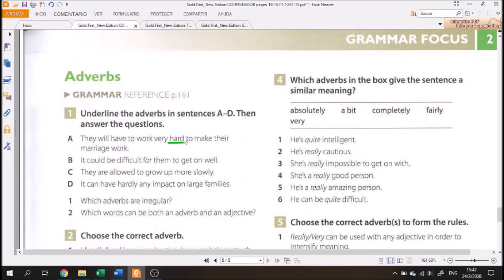Hard. Well. Slowly. And hardly. Very good. Which of these are irregular? We know that when something is irregular, it means that it doesn't follow the rule. Which of these four adverbs are irregular, guys?